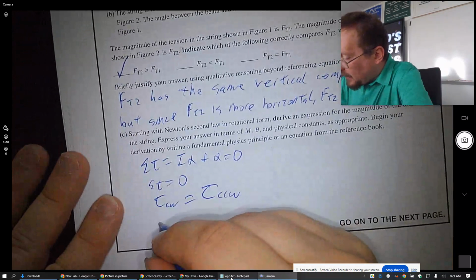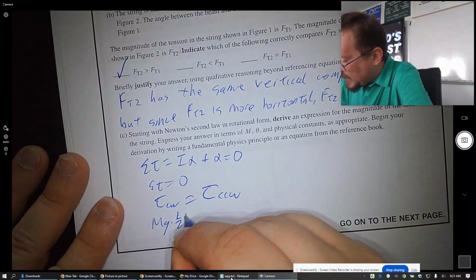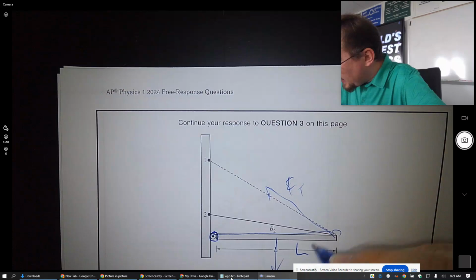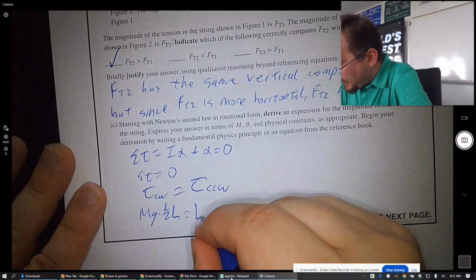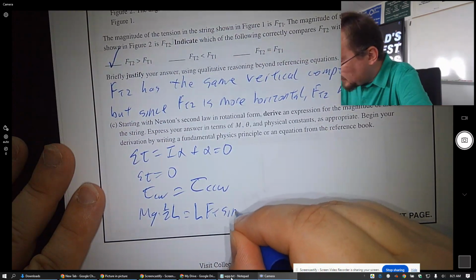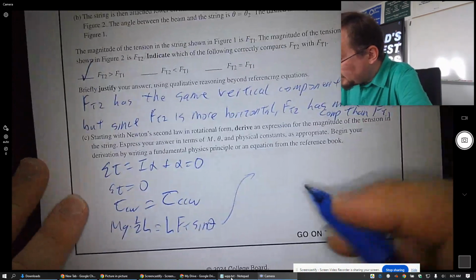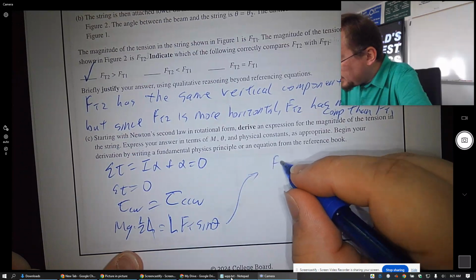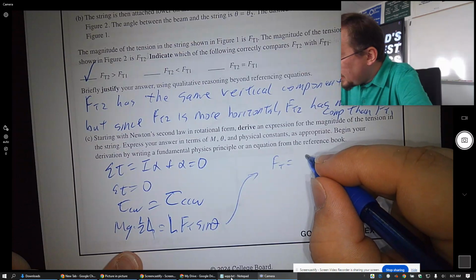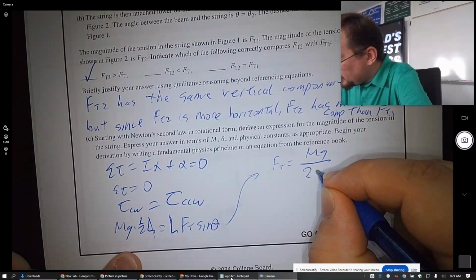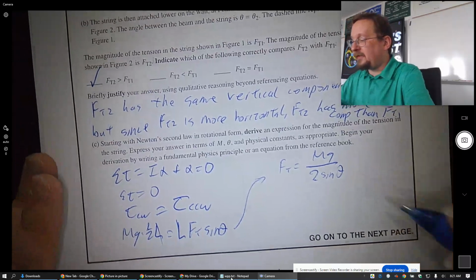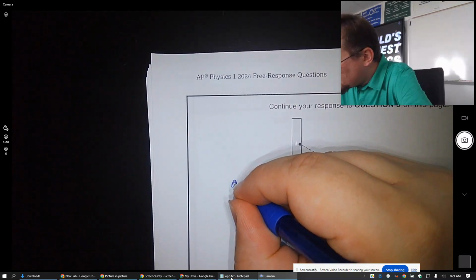So then the clockwise torque is going to be mg times half of L. And then the counterclockwise torque is going to be provided by the force tension, which is L tension sine theta. So then when I solve for the tension, the L's are going to cancel out, and I'm going to get tension equals mg over 2 sine theta.